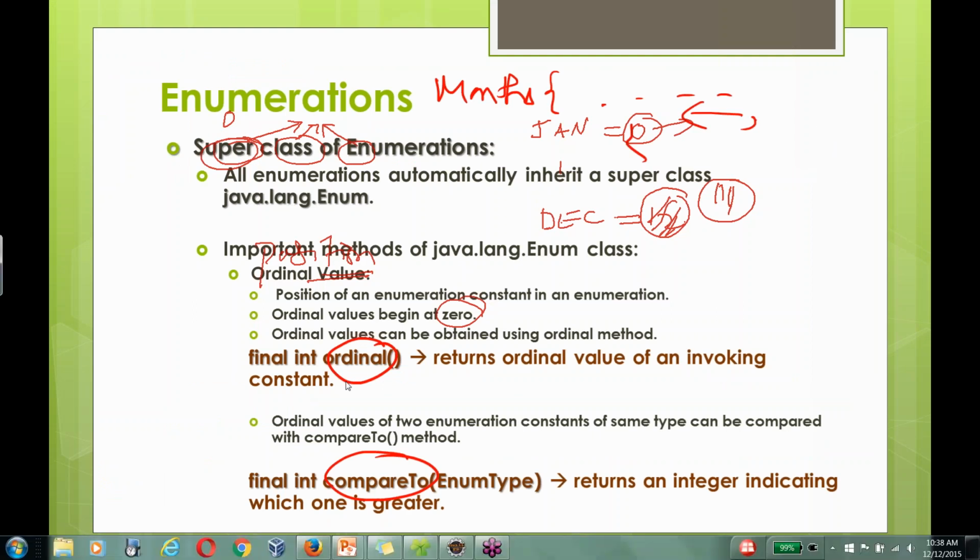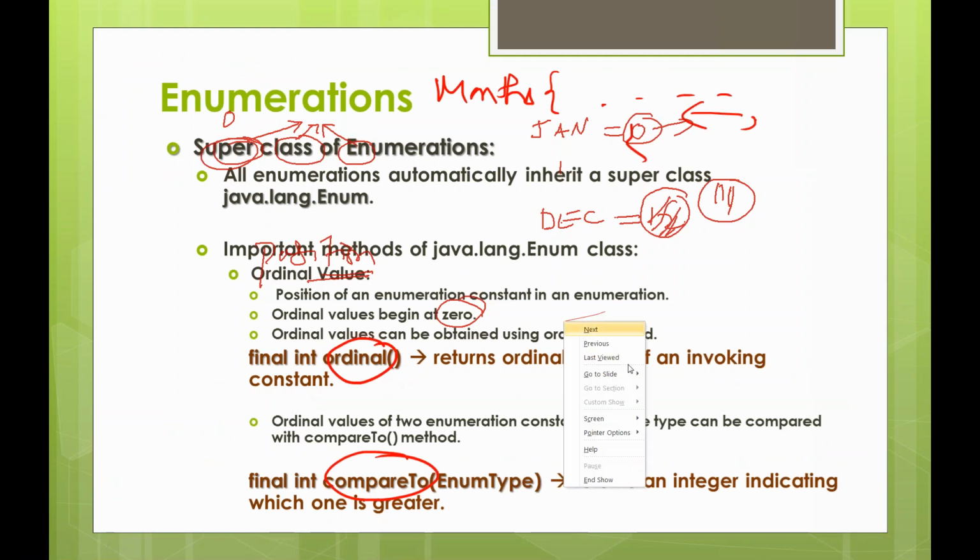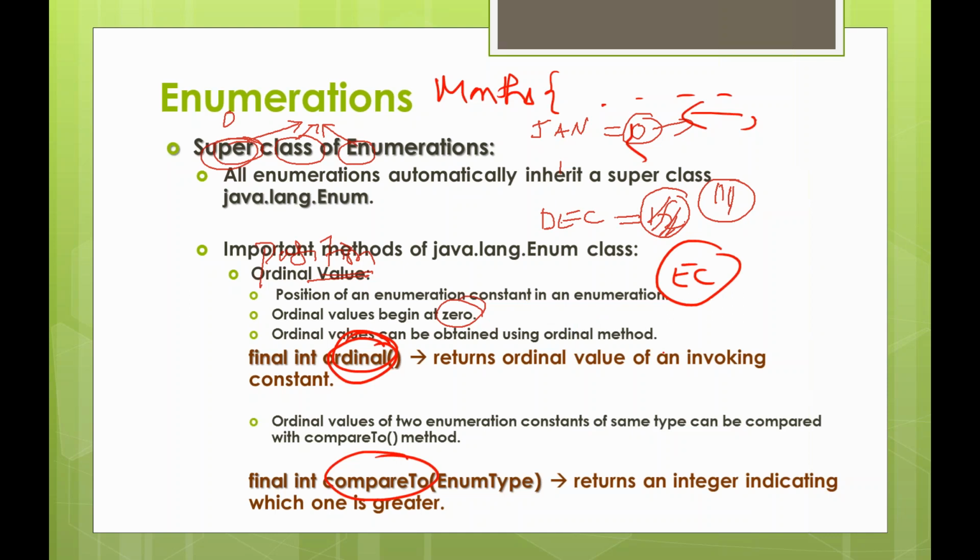It starts with 0, and to access a particular ordinal, we use the ordinal method. It returns an integer which gives you the ordinal of a particular enumeration constant. Since these are all integers, the ordinal values of two enumeration constants can be compared using the compareTo method. Also, since it's an integer, we can use the equal to operator. Let us see an example.